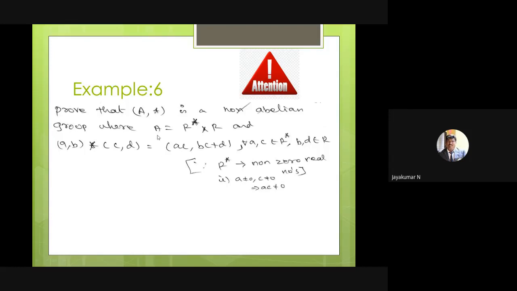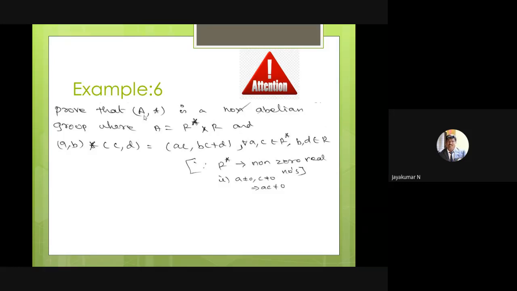But what do you mean by A? A is nothing but R star cross R. That is, A is nothing but the set of all ordered pairs. The first element belongs to R star, the second element belongs to R. What do you mean by R star? Non-zero real numbers. What do you mean by R? The set of all real numbers. Clear?